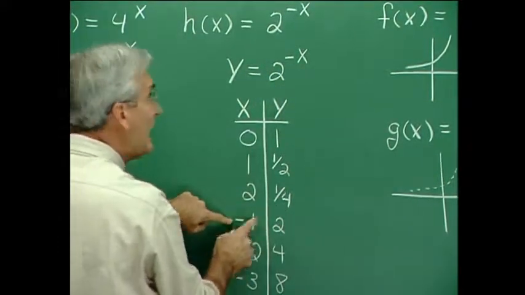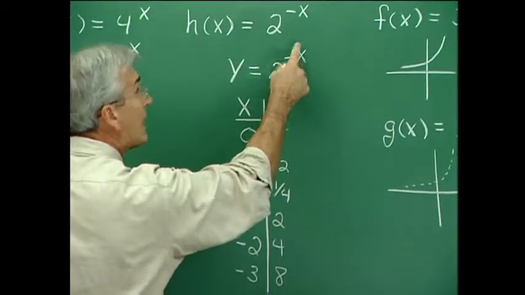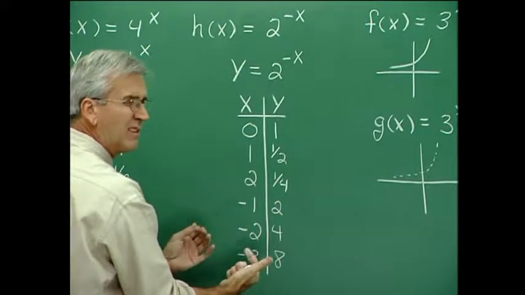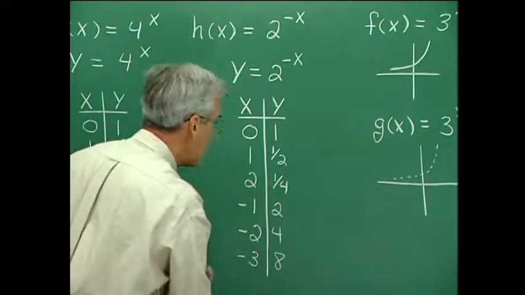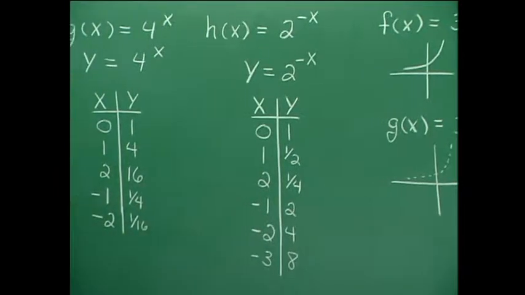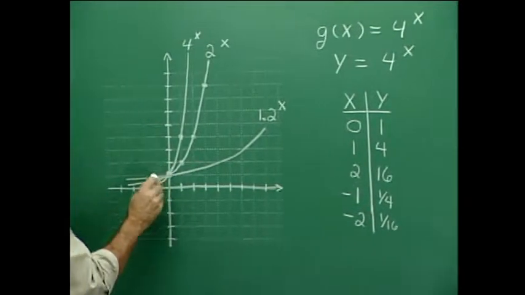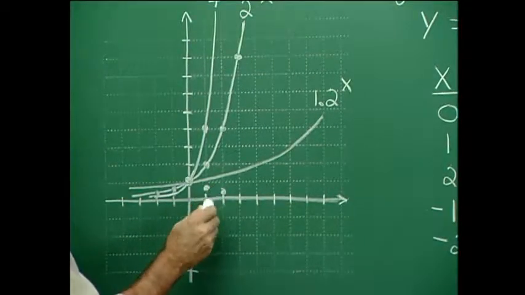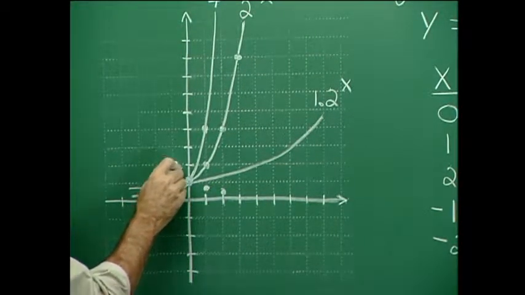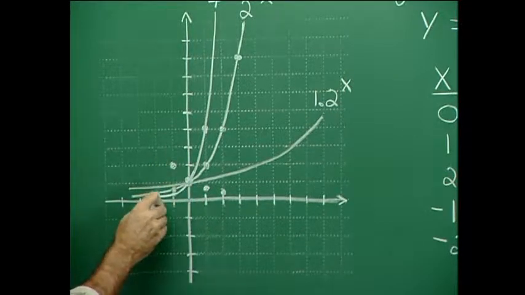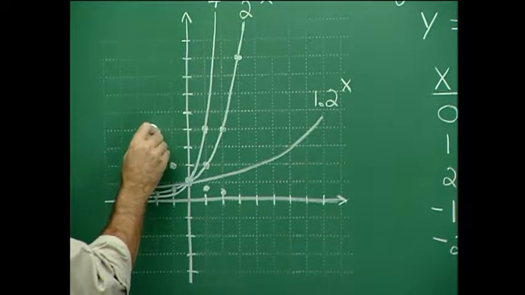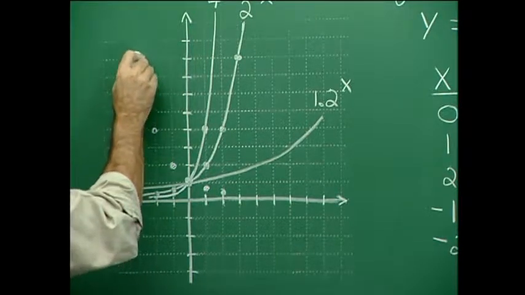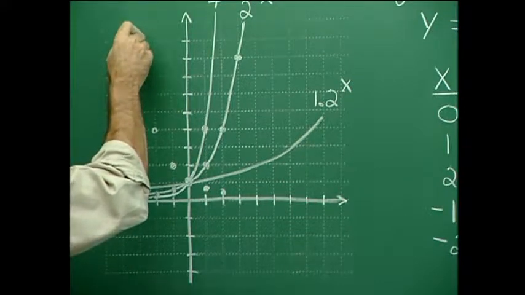If x is negative 1, minus negative 1 is 1, so 2 to the 1 power is 2, and so on. These are vaguely familiar coordinates here. Let's plot those points. 0 goes to 1. Then 1 goes to 1/2. 2 goes to 1/4. Negative 1 goes to 2. Negative 2 goes to 4. Negative 3 goes to 8. And the graph looks like this.